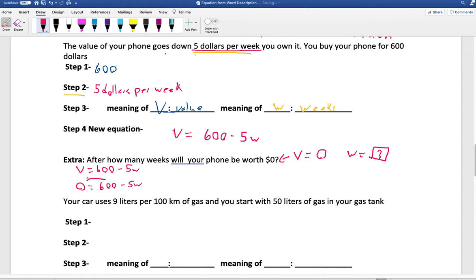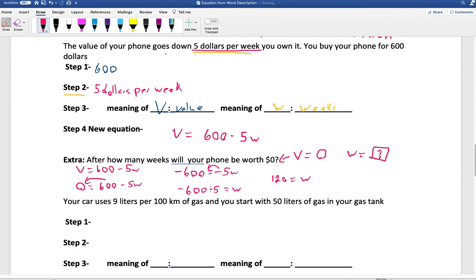So let's move that over the other side, where it's going to become a negative 600 equals negative 5W. Now we have to get rid of this, so let's move it over, and it's going to become a divide. That should be 120 weeks. 120, yep. So 120 equals W.